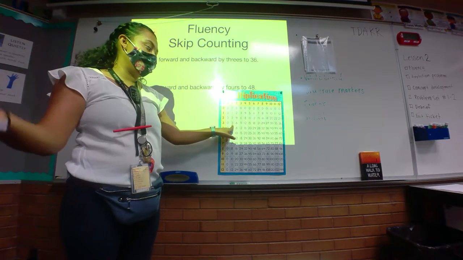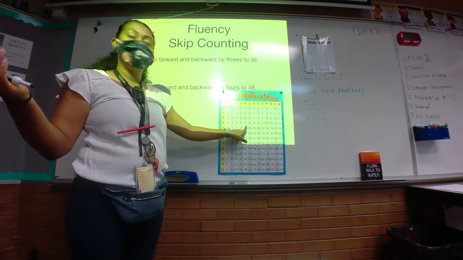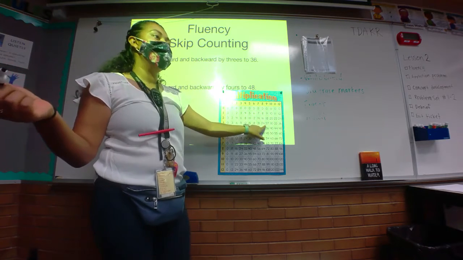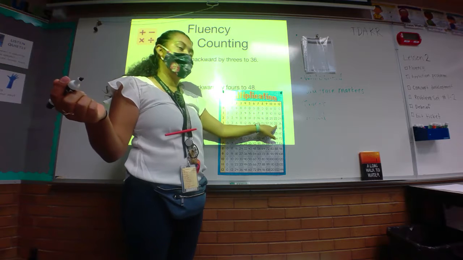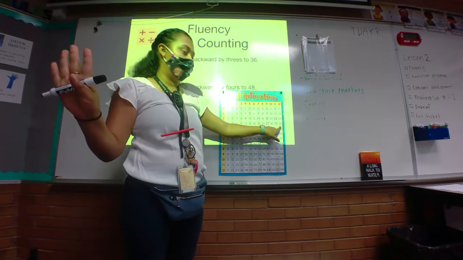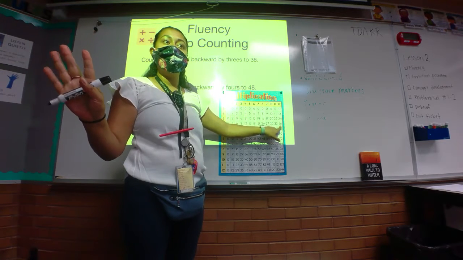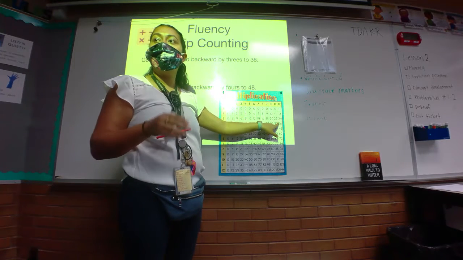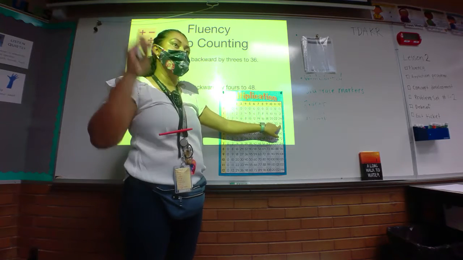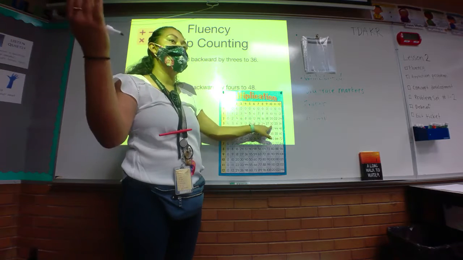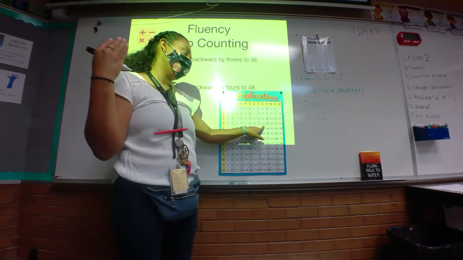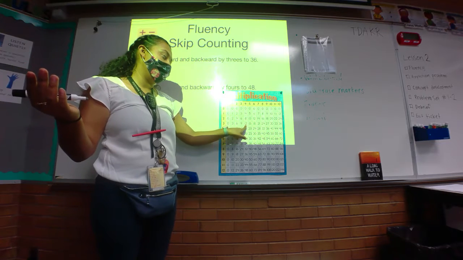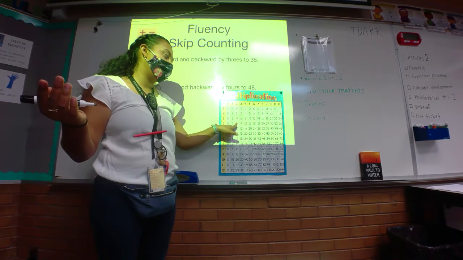Okay, starting at 3. Ready, go. 3, 6, 9, 12, 15, 18, 21, 24, 27, 30, 33, 36. Stop. Okay, now we're going to start at 36 and go backwards, okay? Elian, máscara. Okay, ready? Go. 36, 33, 30, 27, 24, 21, 18, 15, 12, 9, 6, 3.